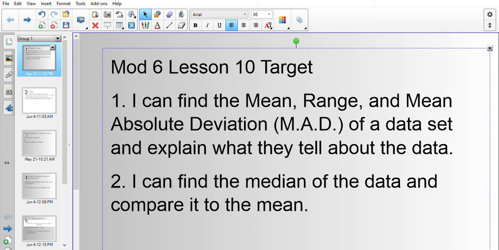Today we're going to be looking at Module 6, Lesson 10, and that is titled Using the Mean, Range, and MAD to Answer a Real-Life Question. Our targets for today are: I can find the mean, range, and mean absolute deviation, or MAD, of a data set and explain what they tell me about the data. And I can find the median of the data and compare it to the mean.